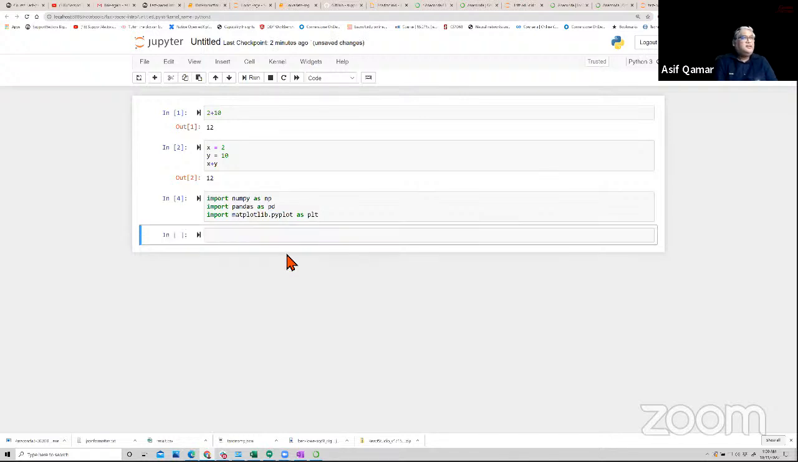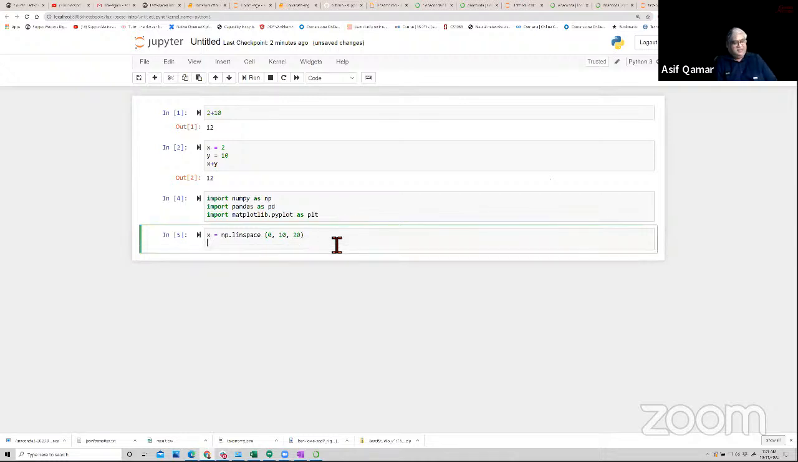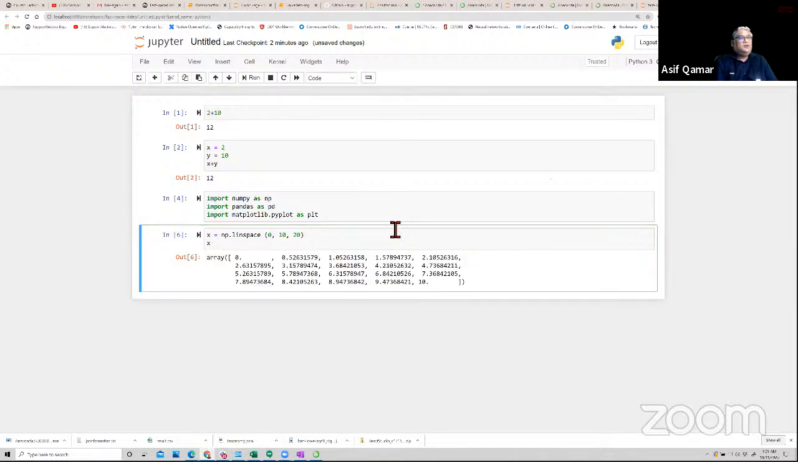Now let's go create something useful. Let us say that I create an array of numbers, x is equal to, and here what I'm doing is, there is this function called linspace in NumPy. It helps you create numbers. Let's take numbers between 0 and 10, right? Let's say 10. And how many numbers do we want? Let's say we want 20 numbers. Let's see what comes out. This is it. So now we have x. Let's see what x looks like. Just say x. Oh, we got these numbers.